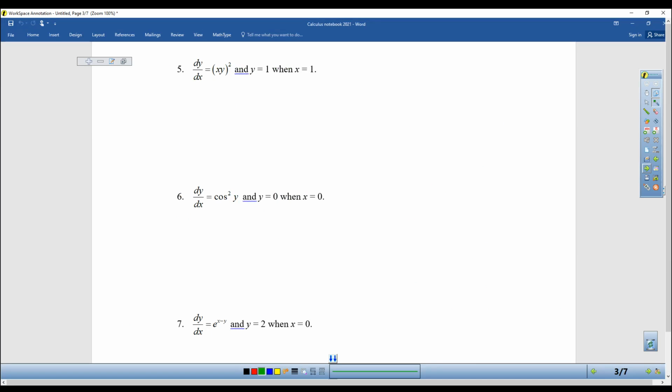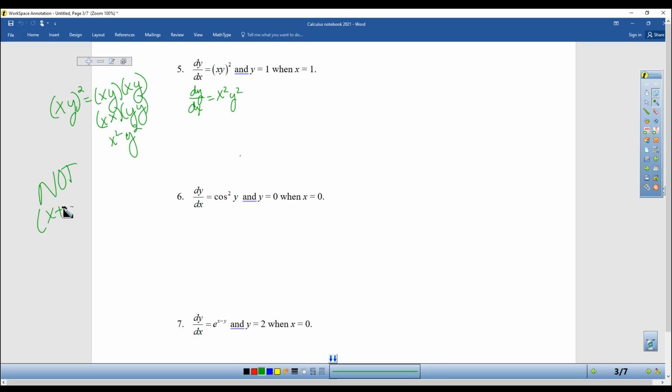All right. Number 5. So this is the first one that we've had to do a little simplifying first. So I'm going to change it to dy dx is equal to x squared y squared. You can distribute a square. People get this wrong a lot, but this is xy times xy. And using the commutative property, you can do them in any order. I'm going to put the two x's together and the two y's together, and then I get x squared y squared. But it does not work for x plus y.